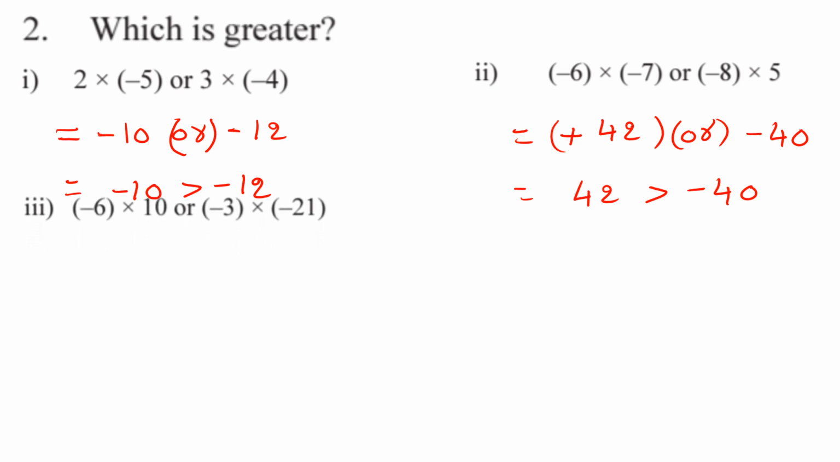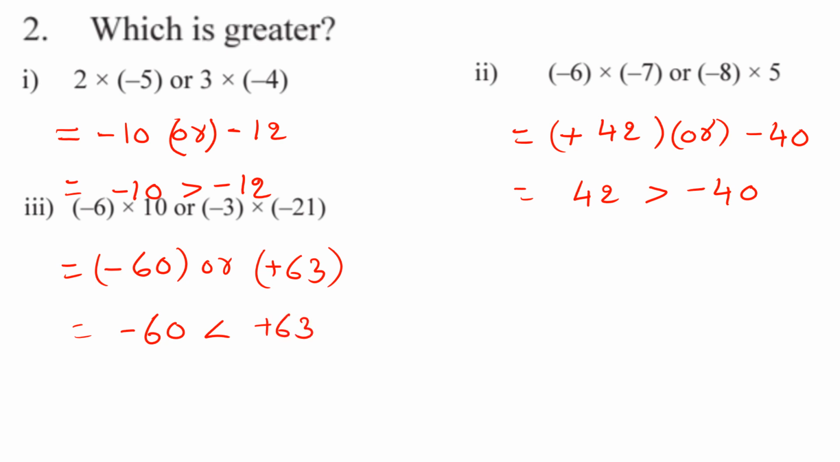Look at that: minus 6 into 10 is minus 60, and this is minus into minus, that should be plus. So 3 into 21, 63. Which is greater in this? The positive is more, right? So minus 60 is less than plus 63. One more question.